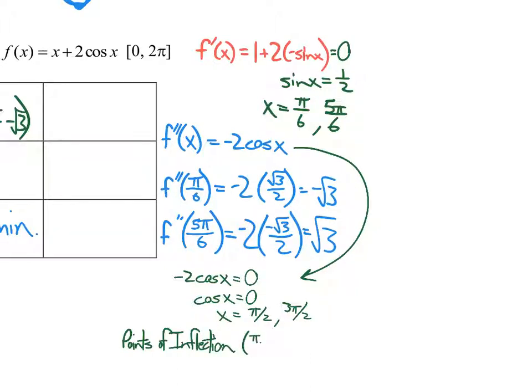The points of inflection are pi over 2, and let's see, cosine of pi over 2 is 0, so it would be pi over 2, pi over 2. And 3 pi over 2. Well, thankfully cosine of 3 pi over 2 is 0 again, so it's 3 pi over 2, 3 pi over 2. I just plug it back in the original function.